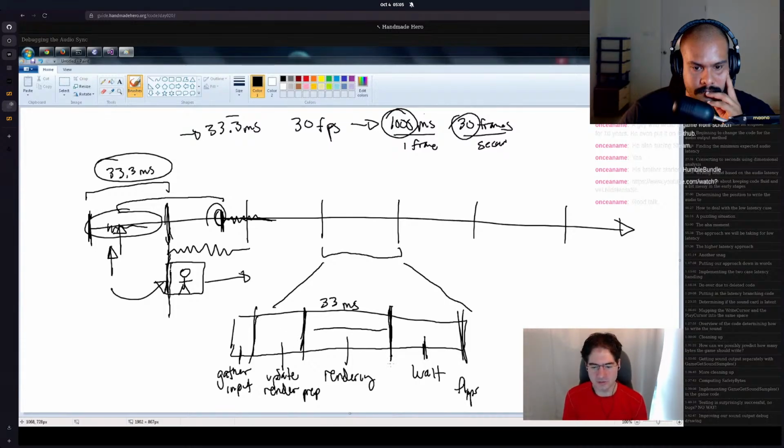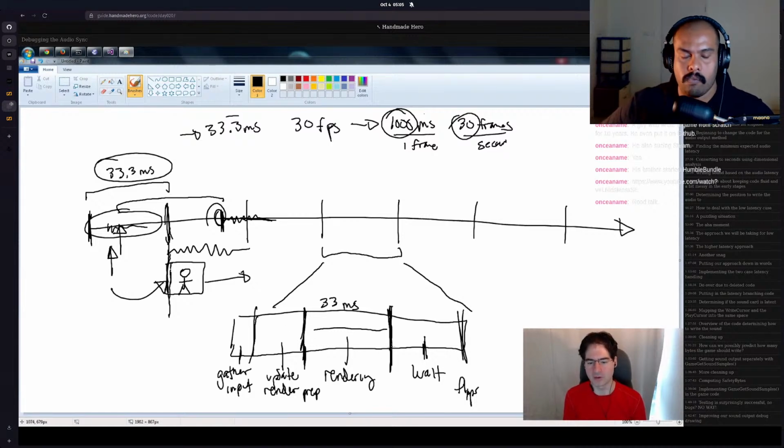So we could start right after we finish rendering this, or even if we were multi-threaded, we could start doing gather input and updating before we even do the rendering. There's a bunch of ways we could overlap this. But if we're just doing it synchronously on one processor, no overlap, then this is what that's going to look like, and then we flip.